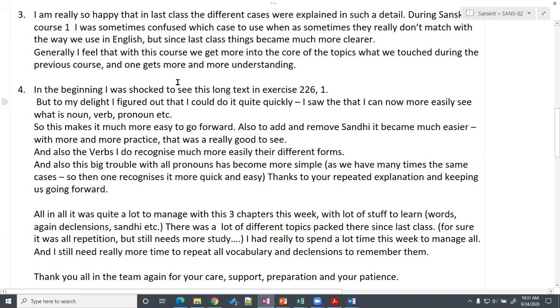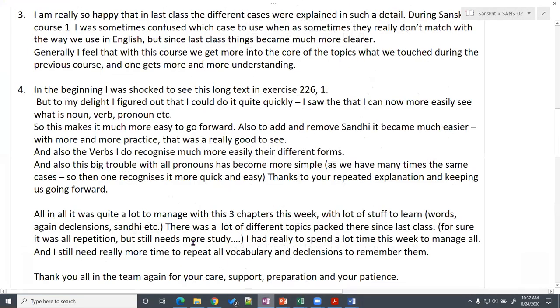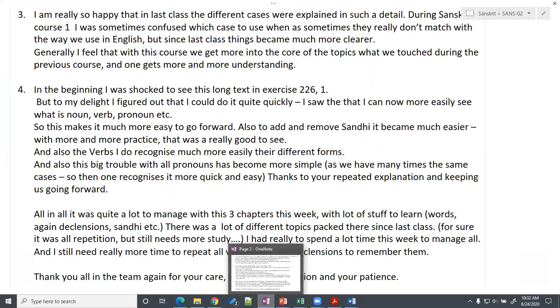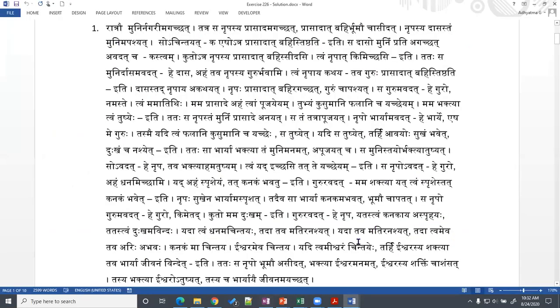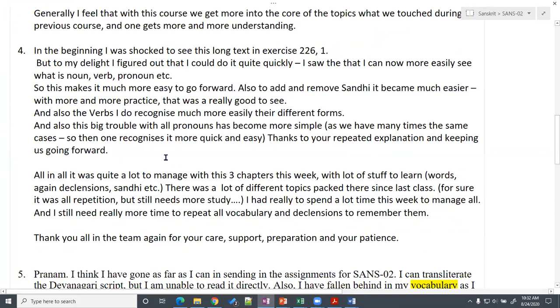I'm very happy to hear this kind of comment. Think about it: before you started this course, would you have thought you could handle a paragraph in Sanskrit in Devanagari? And this person who is writing this was not from an Indian background, so she did not know the vocabulary or the Devanagari script much. From that perspective, the progress is simply amazing, to be able to understand and translate this kind of passage in Sanskrit. That's very good progress, and I'm very happy about it. Of course it requires effort, but with the effort, you can see the result: you are able to understand so much more.